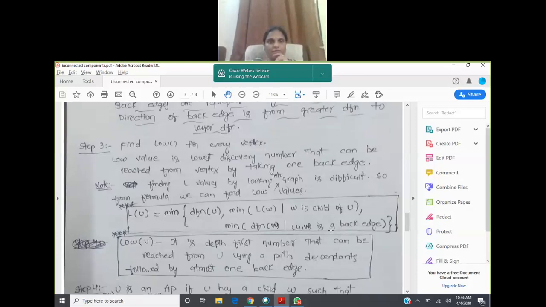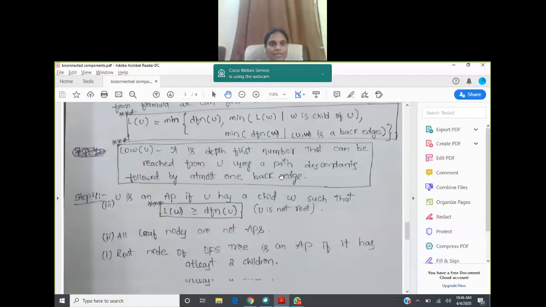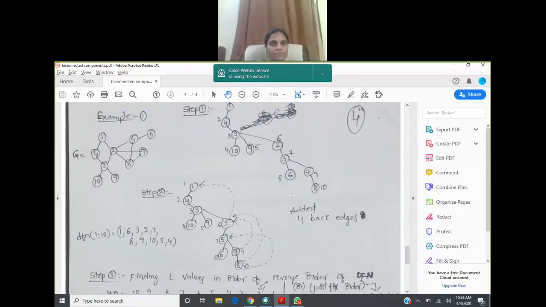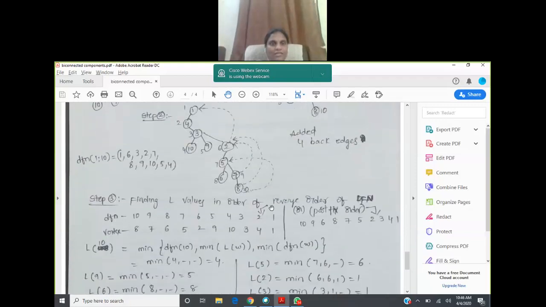Okay, see here, the formula is L of u is equal to the minimum of 3 things you have to find. The first one is DFN of u, the next one is minimum of L of w, where w represents a child of u, and the next one is DFN of w, where (u, w) is a back edge. So, you have to find the L values for each and every vertex in the DFS tree. Okay, so let us look at the example. We have to find the L values for each and every vertex.